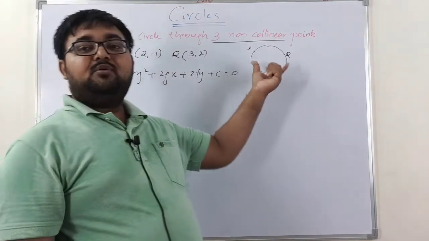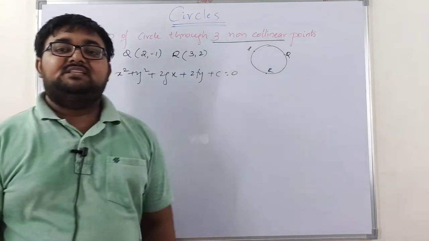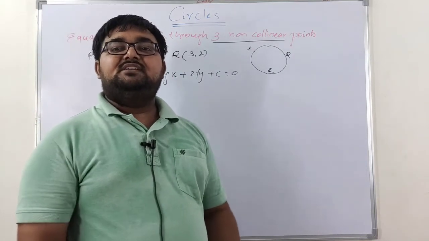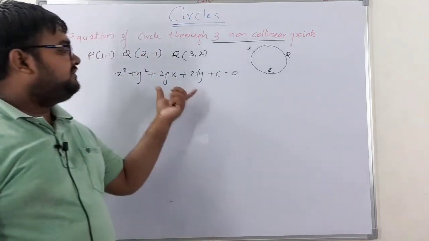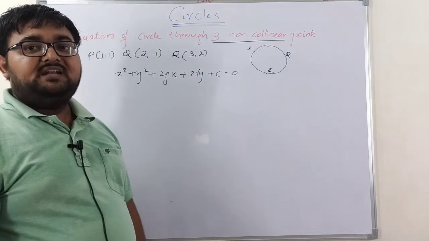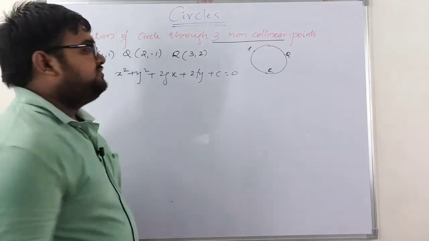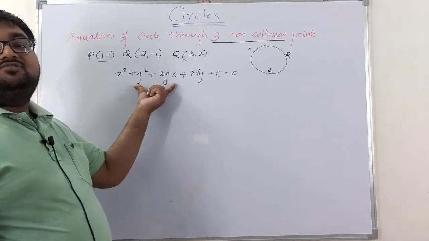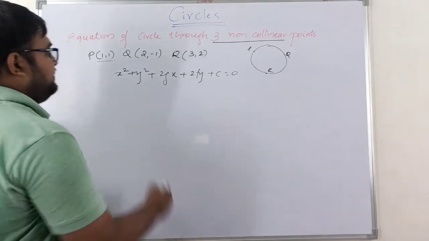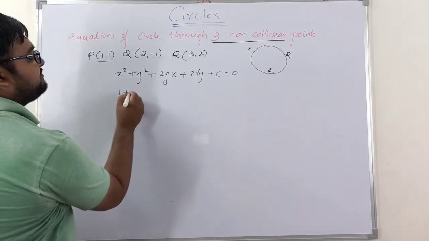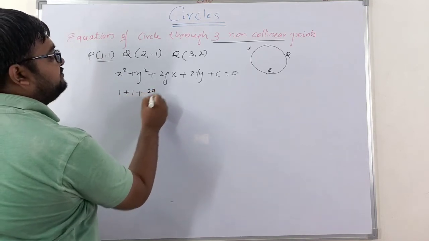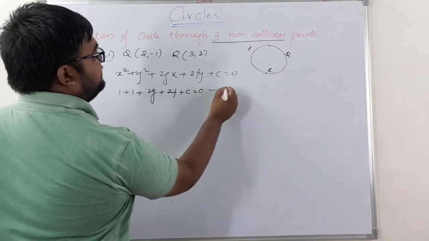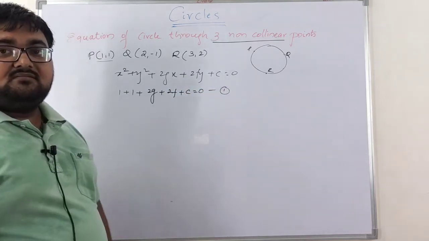Whenever the points lie on the circle, that means they are solutions of the given circle. Solution means they need to satisfy the given equation. So here I am going to substitute and get the values. When I substitute P, x1 y1, it should satisfy this equation. Now what am I going to get? 1 square plus 1 square plus 2g into 1 plus 2f into 1 plus c is equal to 0. Let this be equation number 1.